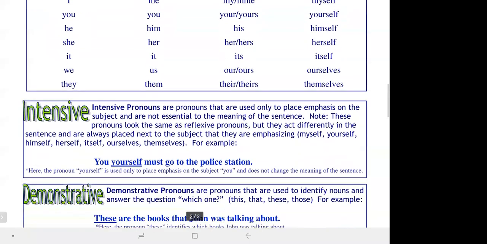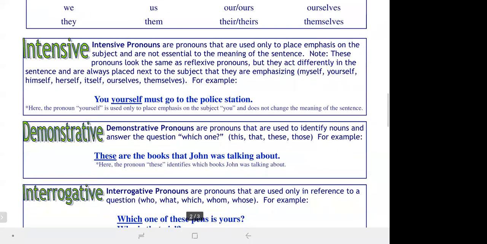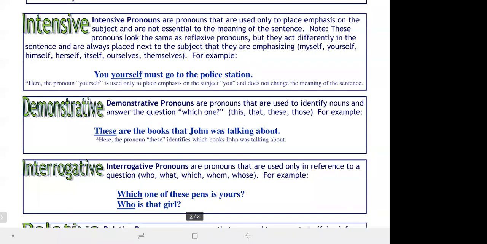When you come to intensive pronouns, they are pronouns that are used only to place emphasis. Emphasis means focus. For example, if someone wants to emphasize something, they use intensive pronouns. These pronouns look the same as reflexive pronouns, but they act differently in the sentence and are always placed next to the subject that they are emphasizing.